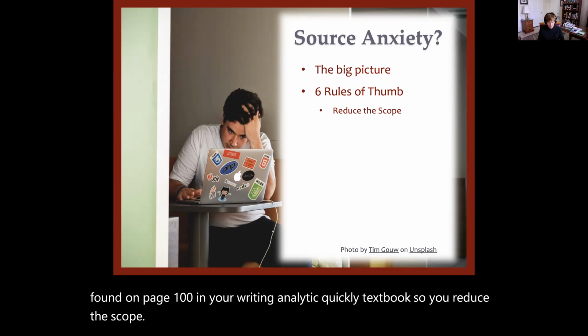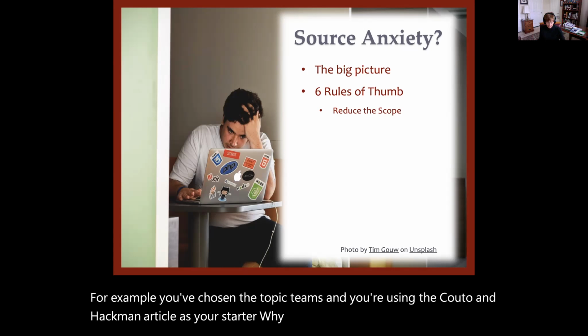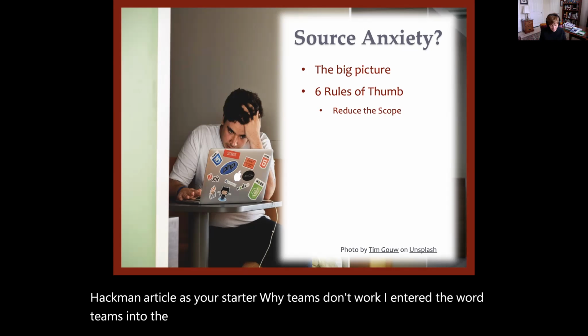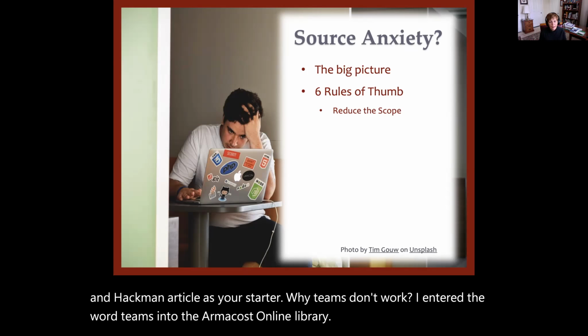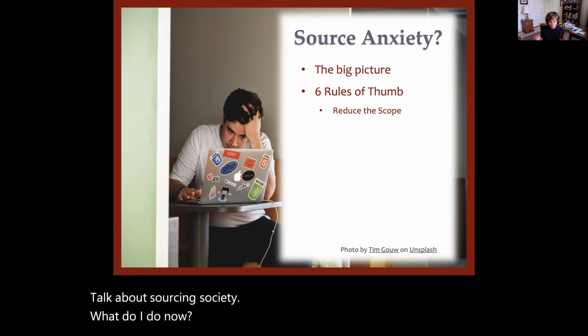So you reduce the scope. For example, you've chosen the topic teams, and you're using the Couteau and Hackman article as your starter, Why Teams Don't Work. I entered the word teams into the Armacost online library, and I got 13,542,199 sources. Talk about source anxiety. What do I do now? Well, I narrow the field. I reduce the scope. What about the teams do I want to explore?